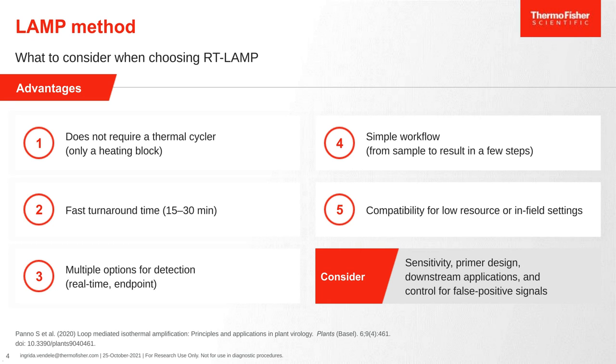The main LAMP advantages are related to simplicity and flexibility. Since it is an isothermal technique, no thermal cycler is required and only a heating block is sufficient. It offers a fast turnaround time from 15 to 30 minutes or even shorter sometimes, and also multiple detection solutions from real-time analysis to endpoint detection. It is a simple workflow with only a few steps, and as mentioned, if RNA is the target, simply incorporating reverse transcriptase is enough. All these features make LAMP compatible for use in low-resource or in-field settings. When choosing to use LAMP, it's really important to pay attention to proper primer design in order to control for a false positive signal, and hopefully today we'll provide you good recommendations and insight on how to do that.